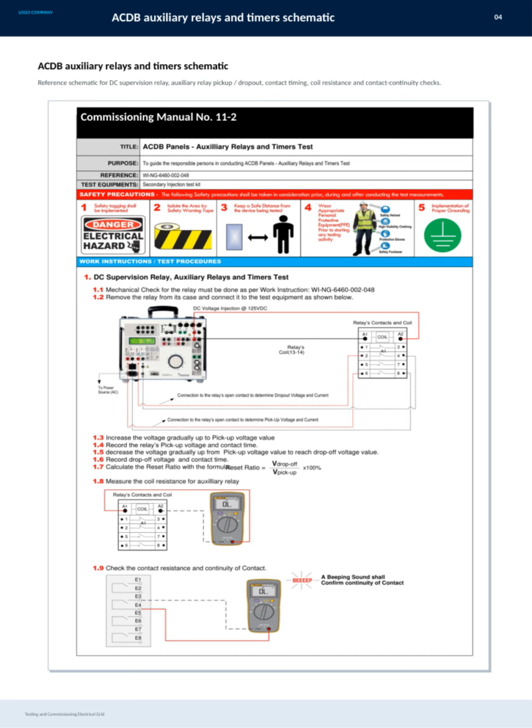Here we have the schematic for ACDB auxiliary relays and timers, which serves as a key reference during testing and commissioning of the electrical grid. This diagram provides detailed information on the DC supervision relay, including how auxiliary relay pickup and dropout functions operate. It also covers contact timing, coil resistance measurements, and contact continuity checks, ensuring each component works reliably. This document is an essential part of the commissioning manual, helping us verify and validate the proper functioning of the system before it goes live.